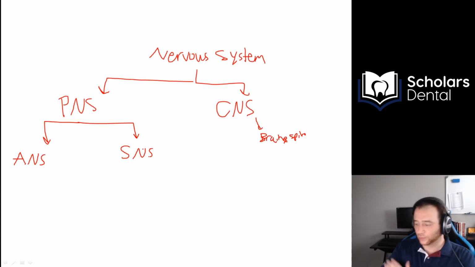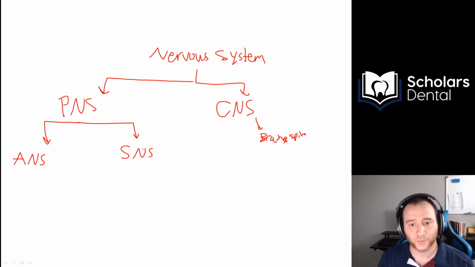For example, if I want to move my arm, that's part of the somatic nervous system, right? So it's still a connection from here to here using certain neurotransmitters, but it's not automatically controlled. So it's still part of the peripheral nervous system. And then you have the autonomic.